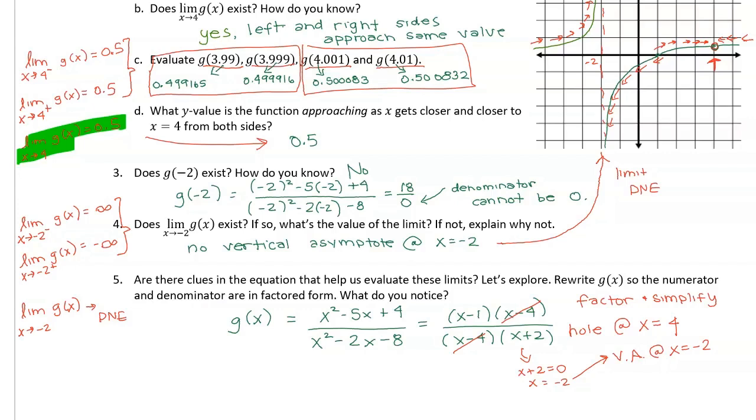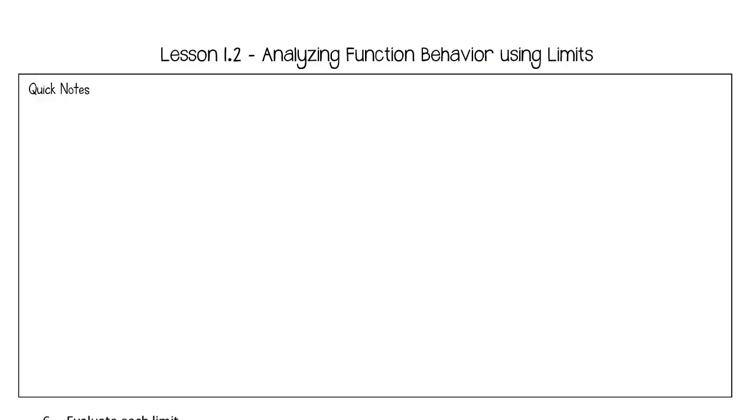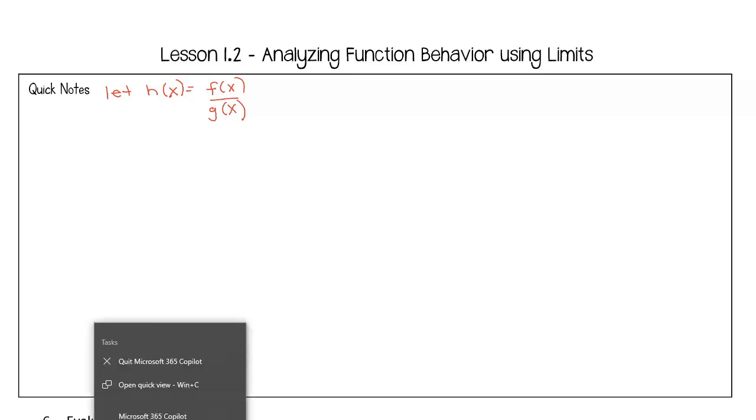All right, we've experienced a problem. We've added some math notation, and now we're going to formalize it into a notes section. If we have h of x equals f of x over g of x, we have a rational function. So that's like a fraction where there's a function in the numerator and a function in the denominator. There's 4 different things that can occur.